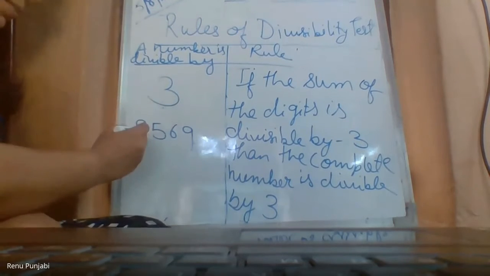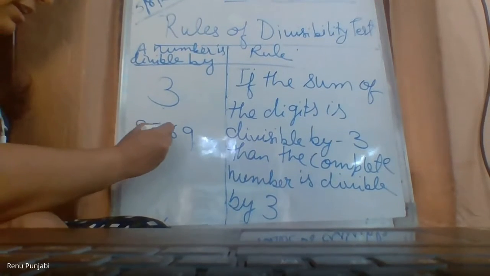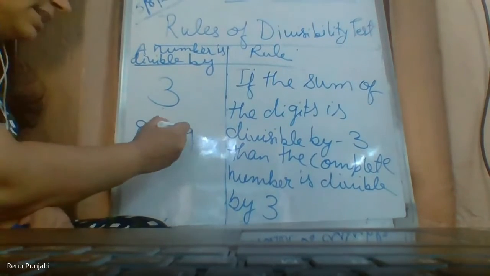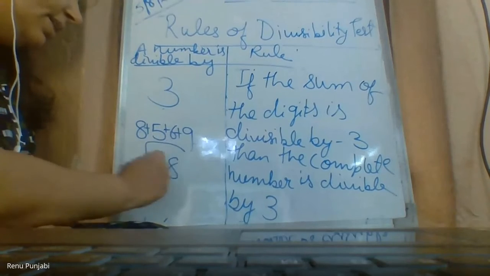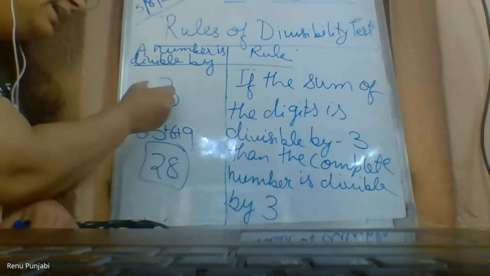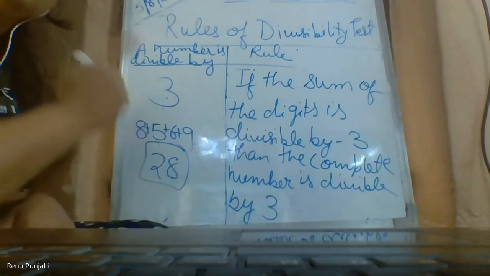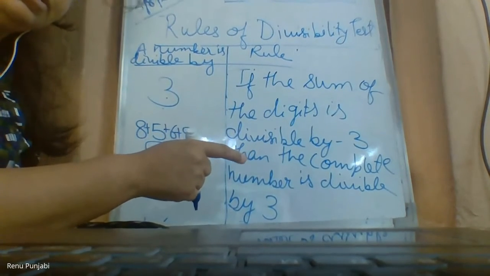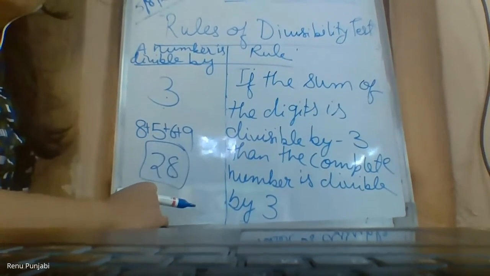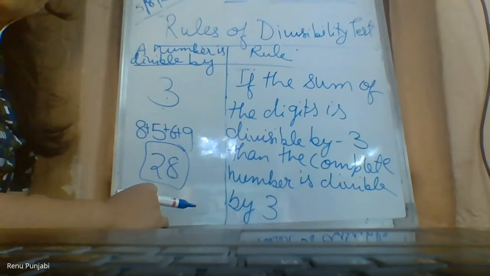Got it? For example, 8 plus 5 is 13. 13 plus 6 is 19. 19 plus 9 is 28. Then you can check whether 28 is coming in the table of 3 or not, or it's completely divisible by 3 or not. No remainder should come. If remainder is coming, then it is not divisible. Okay? Yes, ask your query. And below 3, we have to write this 8569? No. This is just an example discussed by Trisha. We have to write the rule also.